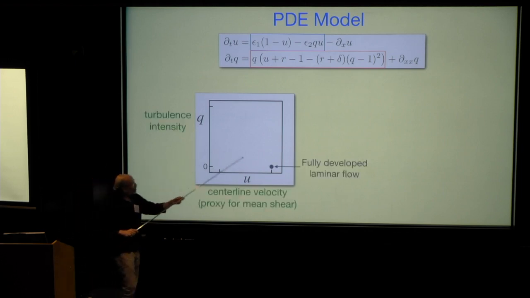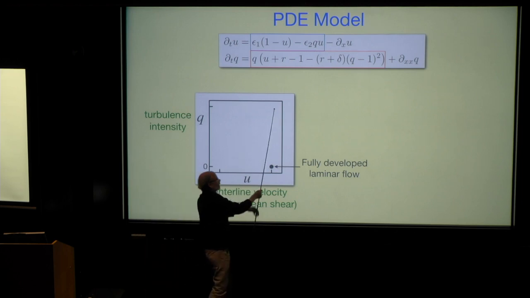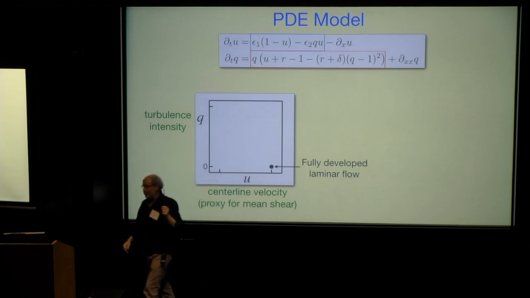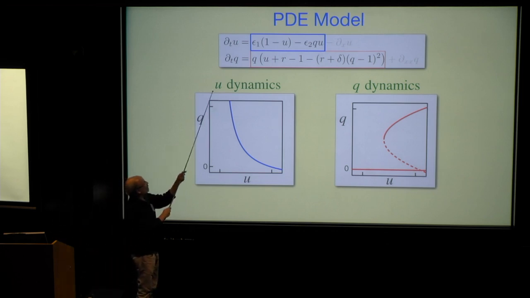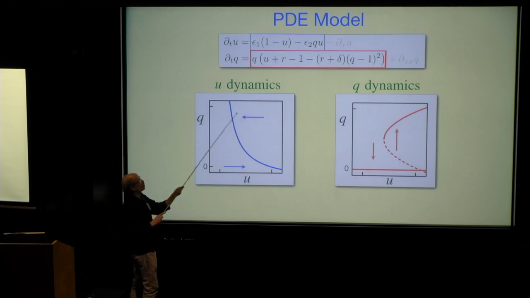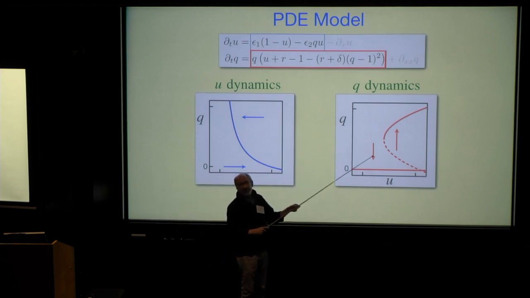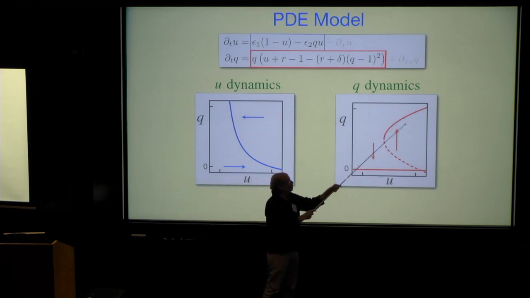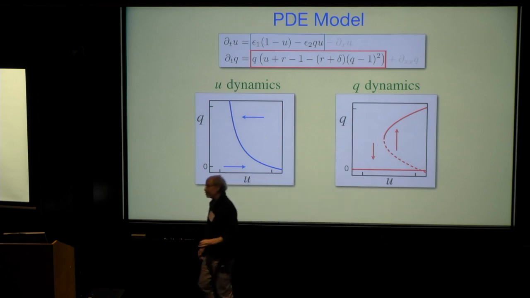To orient you, this is fully developed laminar flow. The turbulent intensity is 0, and the laminar profile is as large as it's going to get. I have two kinds of dynamics. I have the dynamics of the shear profile: when turbulence is large, the shear profile blunts; when turbulence is non-existent, you recover to the laminar state. The turbulence dynamics are just what I gave you before, two stable fixed points with an unstable one in between, now depending on the state of the mean shear.